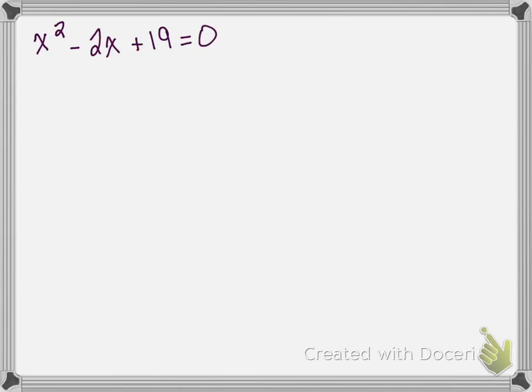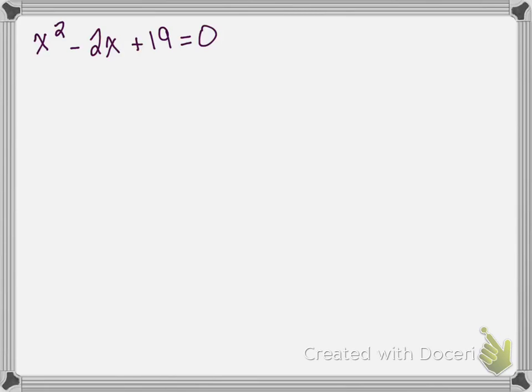Okay, I'm going to do completing the square. And remember, on your final exam, there is one problem that says solve by completing the square. Okay? There is a problem on your final exam that says solve by completing the square. So, I already have this set up to where it's equal to 0.